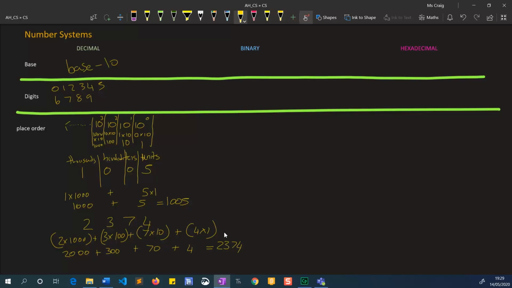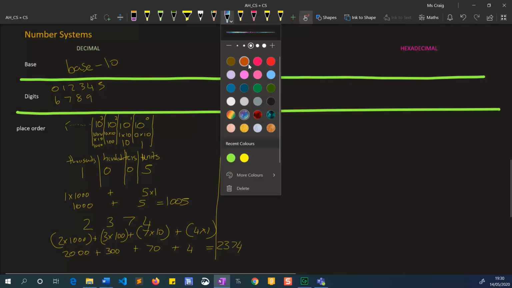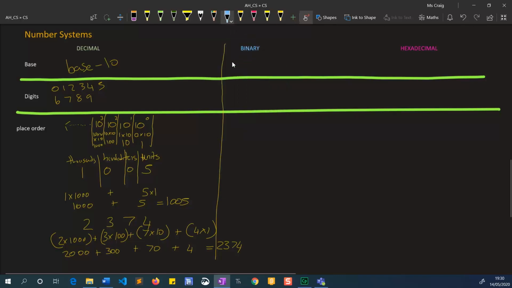Now, base, digits and placeholder are things that are common to all number systems. So if we take the binary number system next, let's put a line down here to separate that. I'm going to change my pen colour. Let's see, blue. So the base of a binary number is base 2. So it's written, it's called base 2. That means it's only got 2 digits, a 0 and a 1.